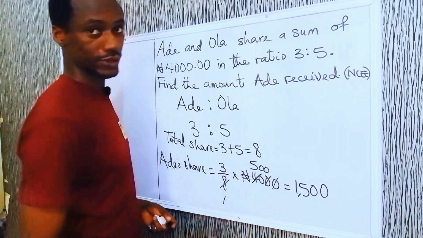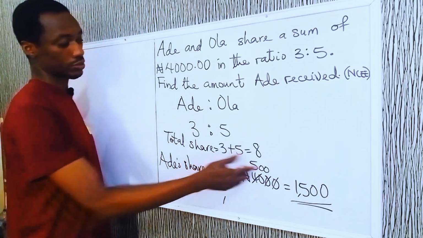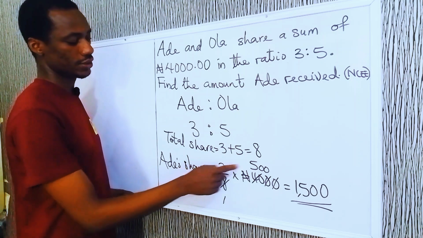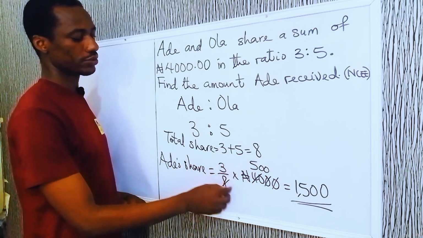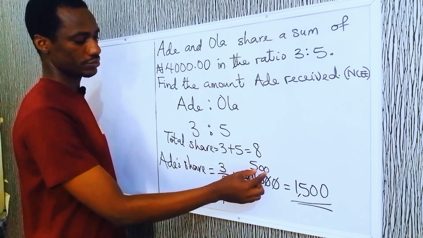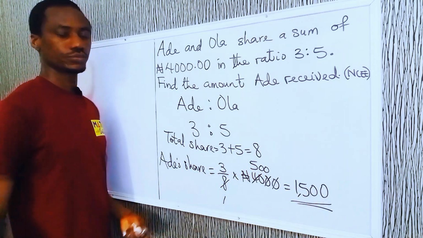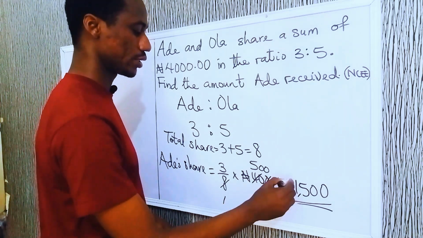So that's just a simple trick to multiply the numbers. Just look at the whole numbers, multiply them. Since the others are zeros, multiply the whole numbers and then add the zeros. So that will be 3 times 5, 15, then you have 2 zeros. So the answer is 1,500 naira.